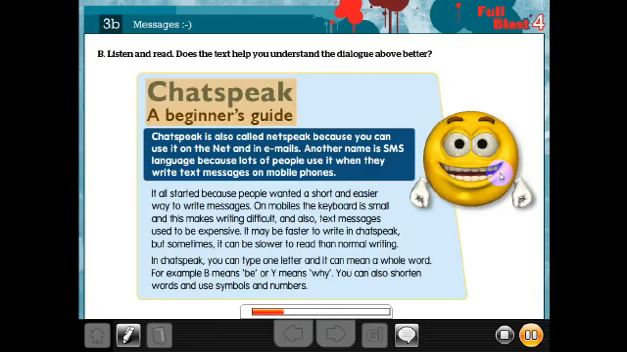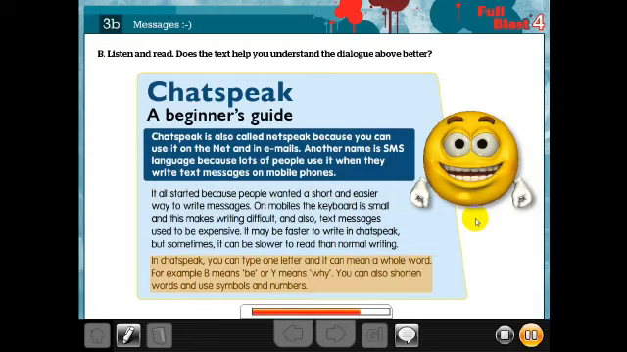Chat speak. A beginner's guide. Chat speak is also called net speak because you can use it on the net and in emails. Another name is SMS language because lots of people use it when they write text messages on mobile phones. It all started because people wanted a short and easier way to write messages. On mobiles, the keyboard is small, and this makes writing difficult. And also, text messages used to be expensive. It may be faster to write in chat speak, but sometimes it can be slower to read than normal writing.